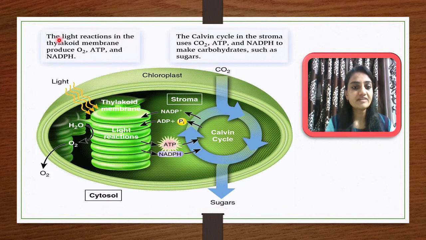So let me understand, this is the light reaction in the thylakoid membrane, producing O2, that is oxygen, ATP and NADPH2. So inside this region of a chloroplast, the light reaction will occur. Inside the stroma, the Calvin cycle uses CO2, ATP and NADPH2 to make carbohydrates such as sugar, and in this way both reactions together complete photosynthesis and sugar is formed.